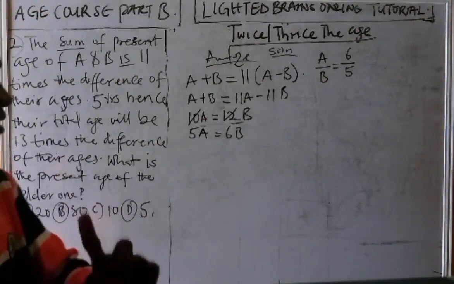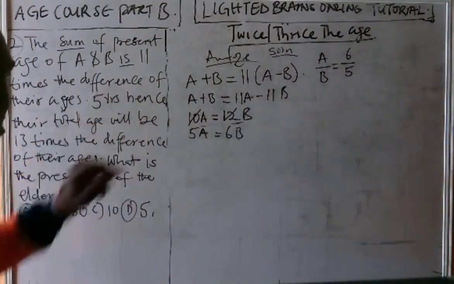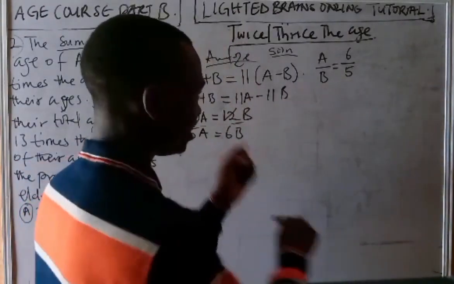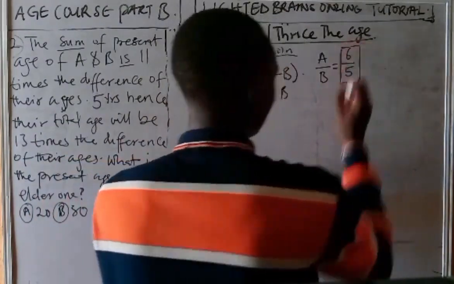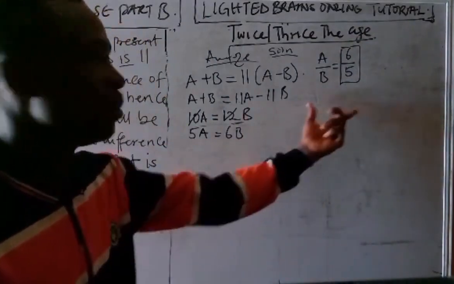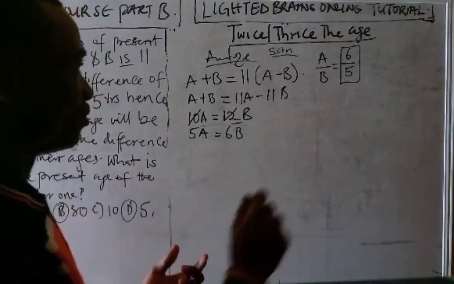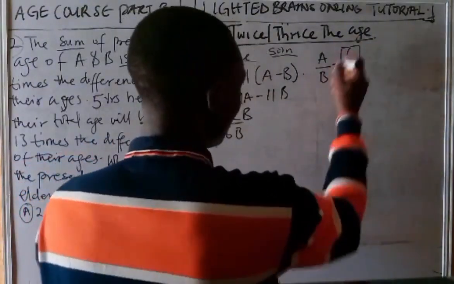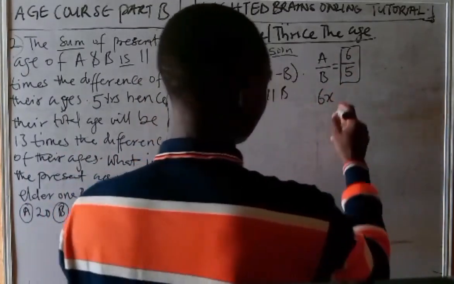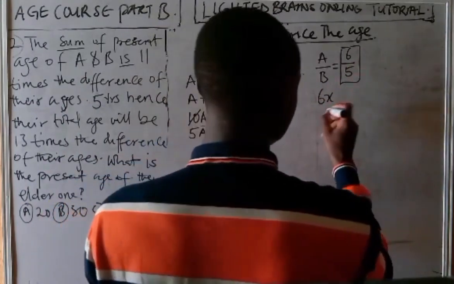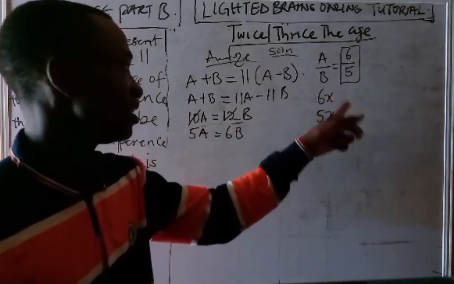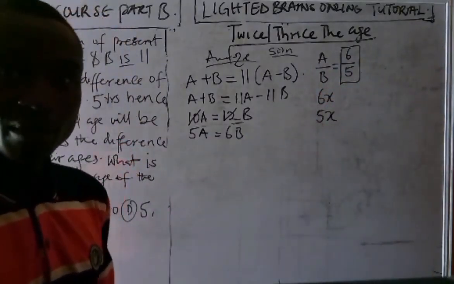So furthermore, 5 years hence. Do you understand now? So now we have found the present age. This is their present age. But the present age is now in fraction form, so we have to add x to them. This one will now be 6x, and b will be 5x. Do you understand now? A will be 6x, while b will be 5x. I believe you get it now.